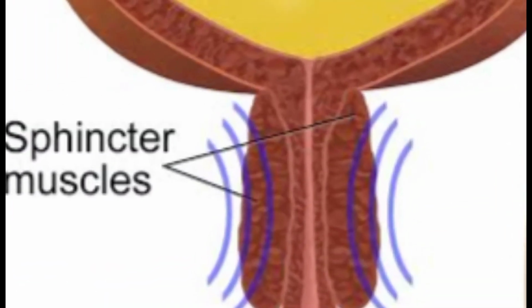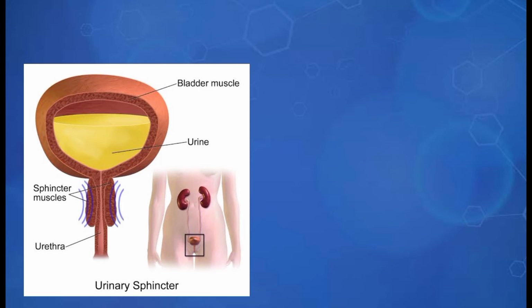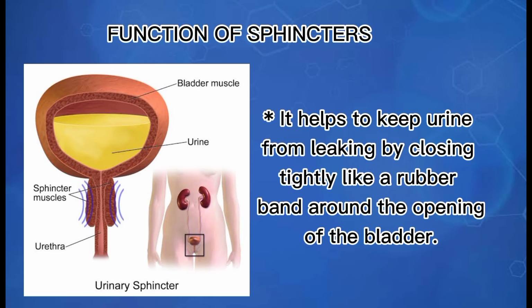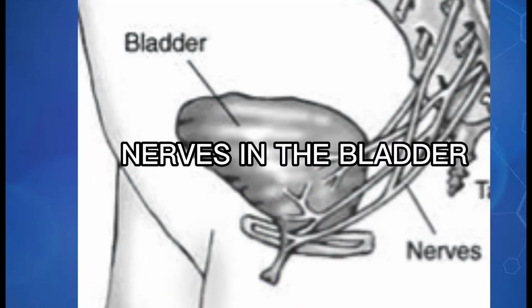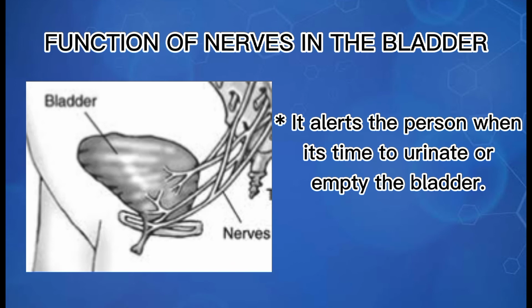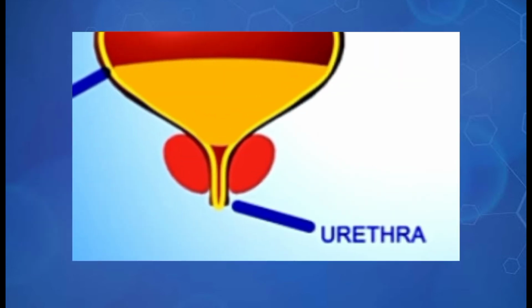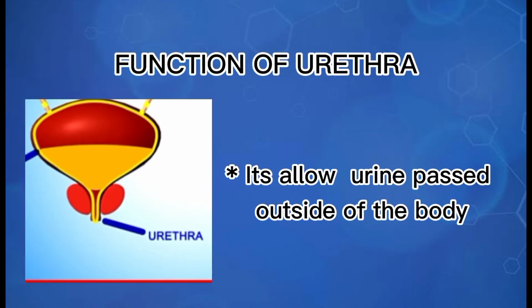Two sphincter muscles. These circular muscles help keep urine from leaking by closing tightly like a rubber band around the opening of the bladder. Nerves in the bladder alert a person when it is time to urinate or empty the bladder. Urethra. This tube allows urine to pass outside the body.